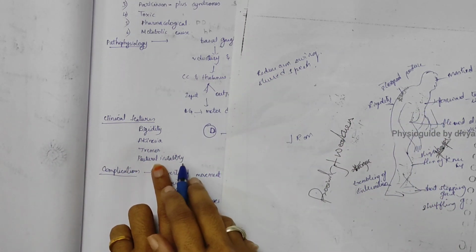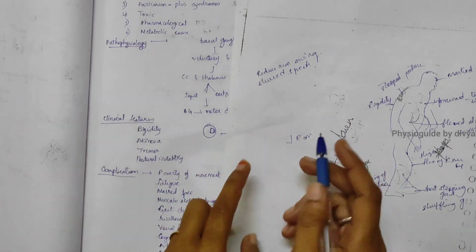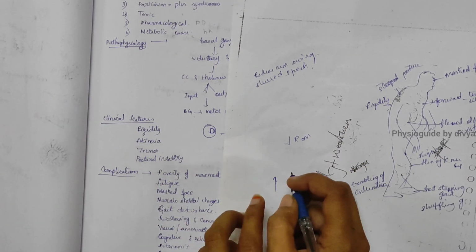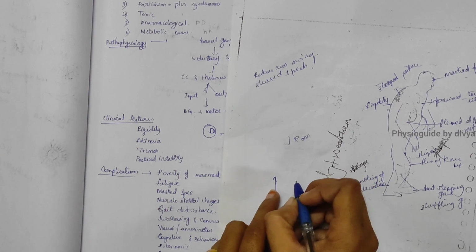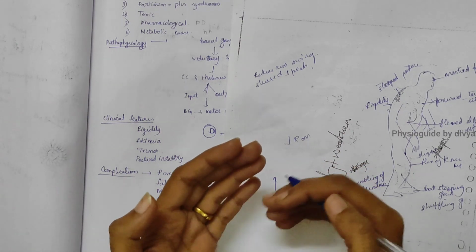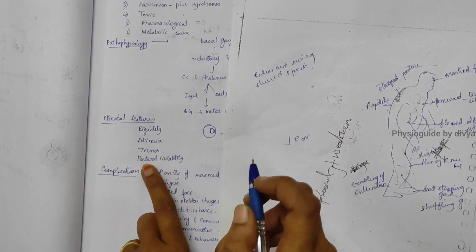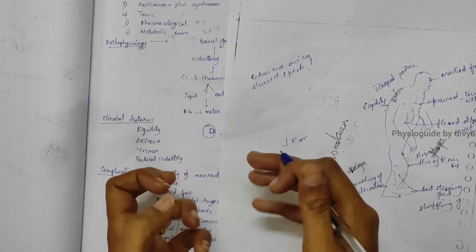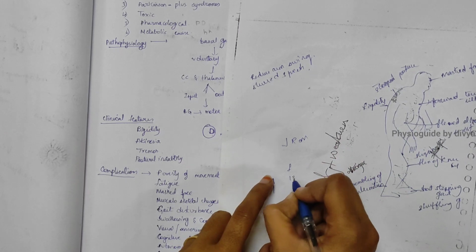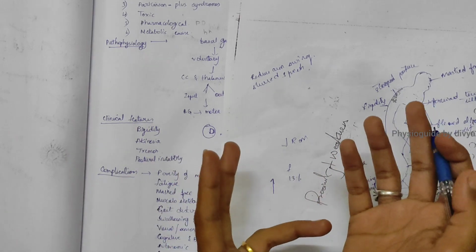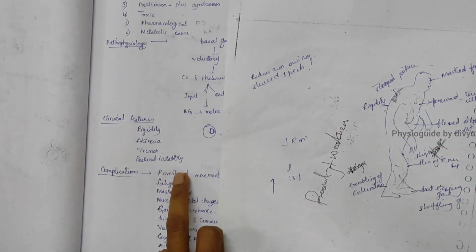Postural instability: in this, patients experience increased difficulty while doing any activities, like self-initiating. If they want to walk or turn by themselves, they feel this difficulty. In this, the patients may fall once in a week. 13% of the patients fall once in a week due to this postural instability.